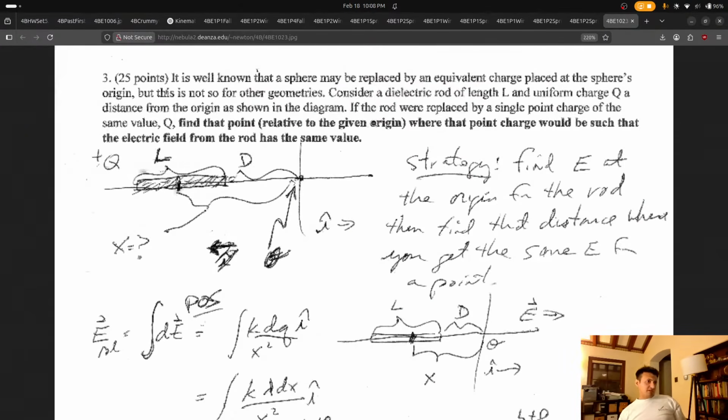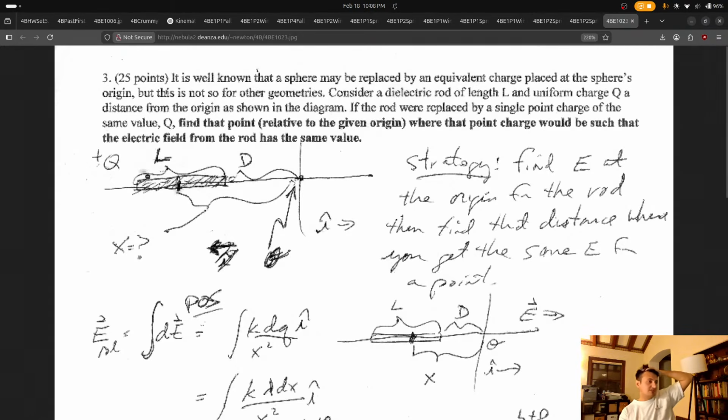It is well known that a sphere may be replaced by an equivalent charge placed at a sphere's origin, but this is not so for other geometries. Consider a dielectric rod of length L and uniform charge Q. Distance from the origin is shown in the diagram. If the rod were replaced by a single point charge, find that point relative to the origin where the point charge would be such that the electric field from the rod is the same value.